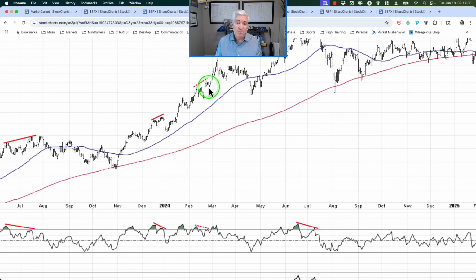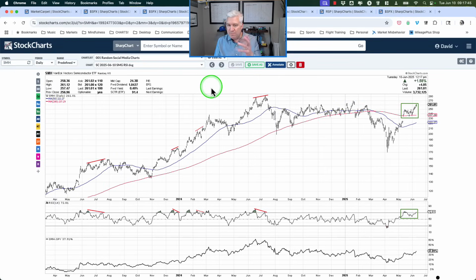We'd expect a pullback. Now, the pullback never really happened, right? We actually rotated back higher and the RSI improves. So the moment the RSI goes back above that overbought threshold, that says, nope, the divergence was not confirmed. It's not a valid one. We're probably going to continue higher. So that's an important way to think about it.